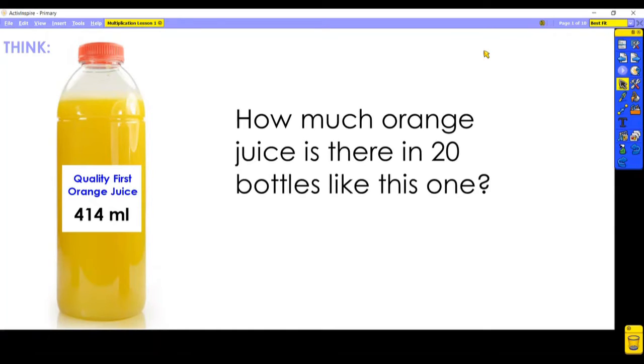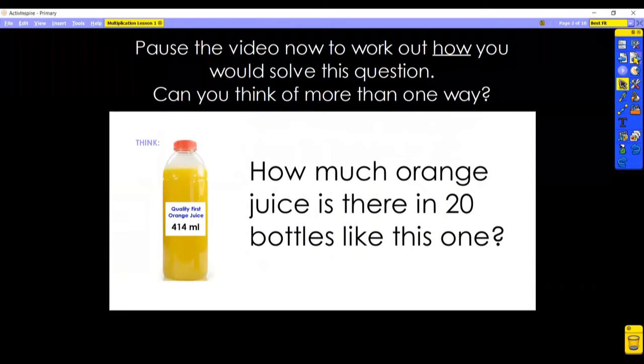If I look at the picture, I can see that this bottle has 414 milliliters in it. What operation will I need to use in order to work out the answer to this question? Pause the video now to work out how you would solve this question. Can you think of more than one way?